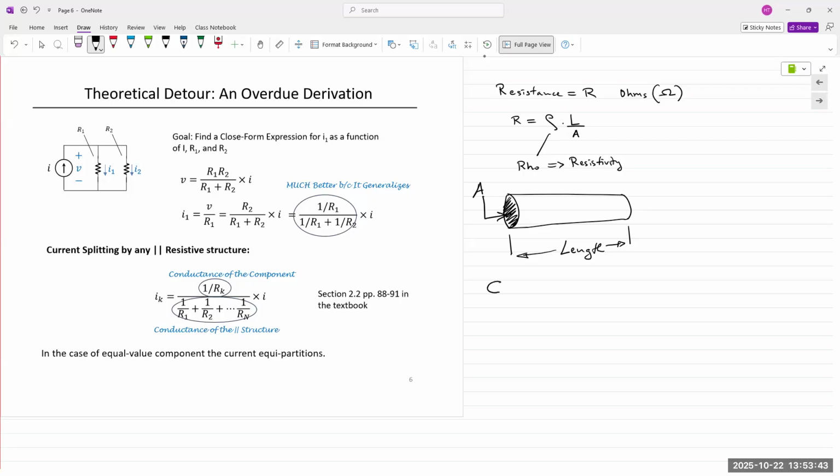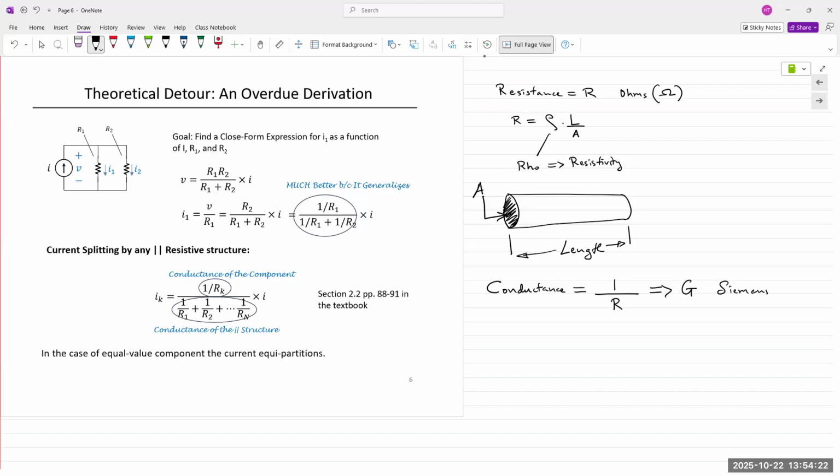The reciprocal of resistance is conductance. It is denoted by the letter G. The unit is named after the German physicist Siemens. It's spelled S-I-E or S-E-I, I can't remember at this point. Siemens was a German physicist, or Austrian, I believe.